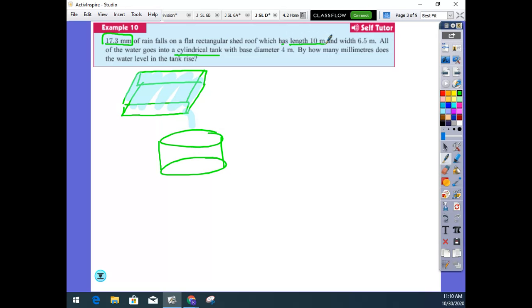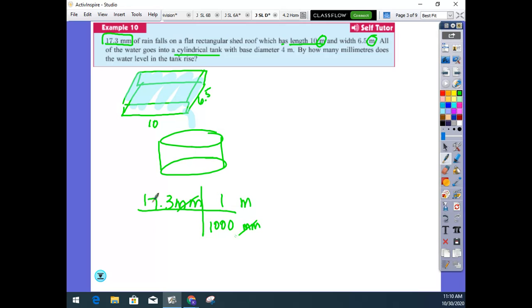the length of the roof is 10 meters and the width is 6.5. Notice these are in meters and this is in millimeters. So the first thing I need to do is convert my 17.3 millimeters into meters. So I want millimeters to be on the bottom, meters to be on the top. The nice thing about metric is they're all powers of 10. This is 3 spots away from meters. So I have 1,000 millimeters in 1 meter.